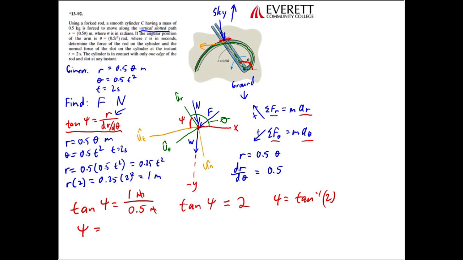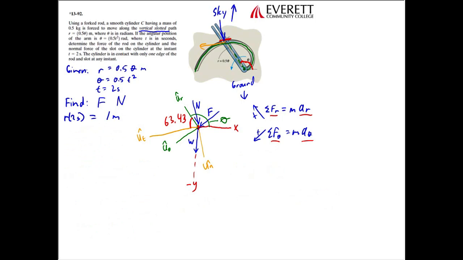And you can plug that into your calculator, and you get that psi is equal to 63.43 degrees. Okay, so we found psi. I'm going to go ahead and put that on our drawing up here. We get 63.43 is what our psi angle is. And now I'm going to erase some of this to get a little bit more room, so if you need to copy any of it down, just go ahead and hit pause.